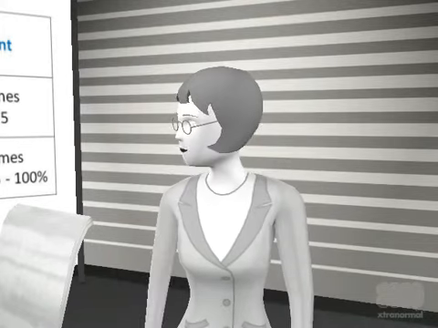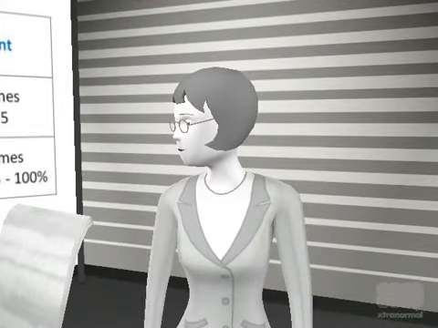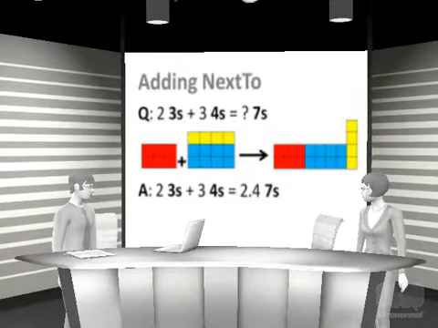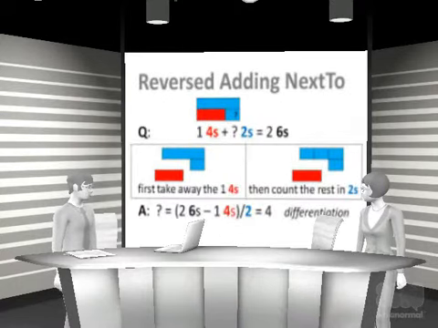Also, you are quoted for saying that calculus should be part of primary school? Yes, Bo. If 2 totals, 2 3s and 3 4s, are added next to each other as 7s, then they are added as areas, which is integration. In this case the total is 2.47s, where we use a decimal point to separate the bundles from the unbundled singles. And if reversed, to find out how many 2s added to 1 4s gives 2 6s, we first take away the 1 4s, and then count the remaining 2s, which is differentiation.